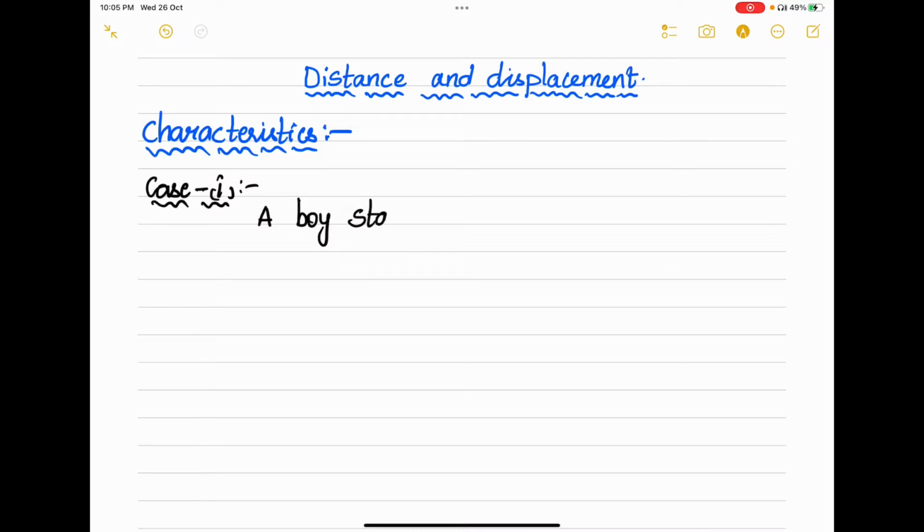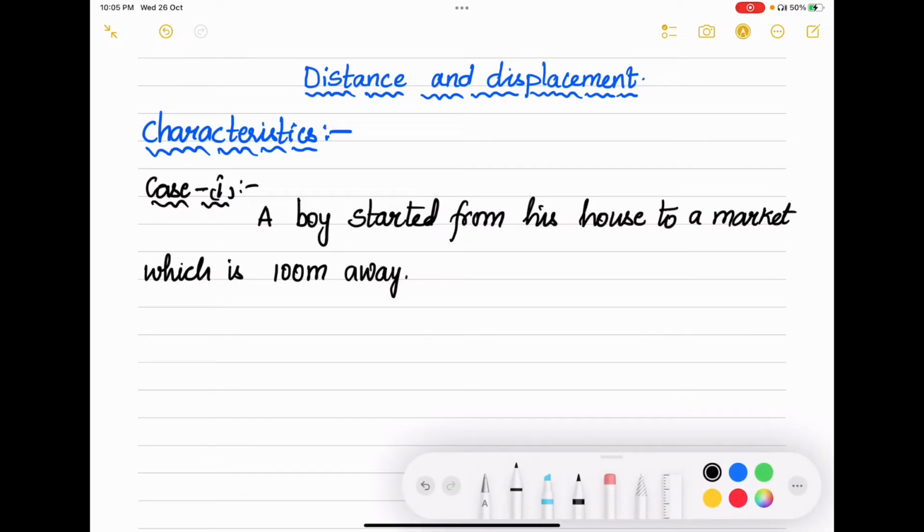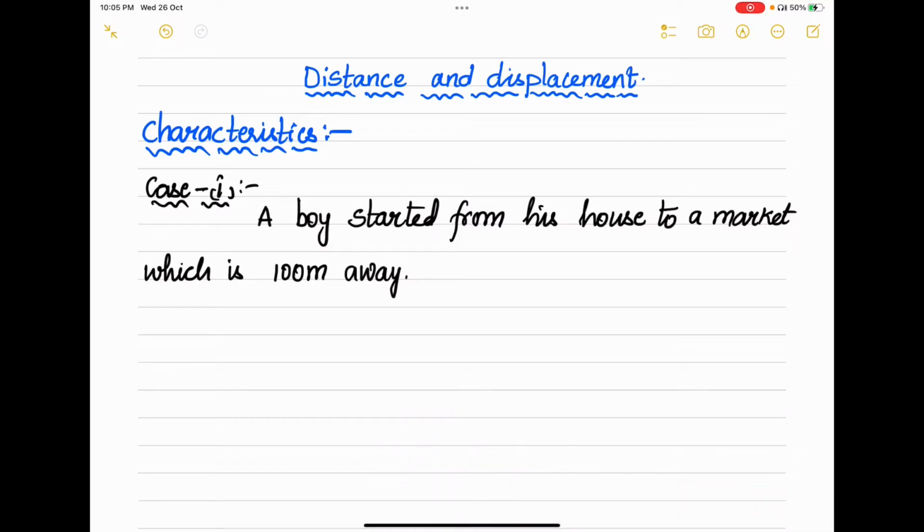started from his house to a market which is 100 meter away. This is the case which I considered over here. What did I say? A boy started from his house to a market which is 100 meter away.